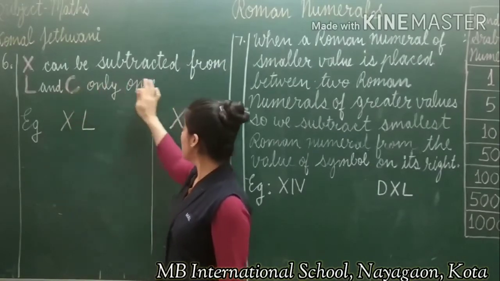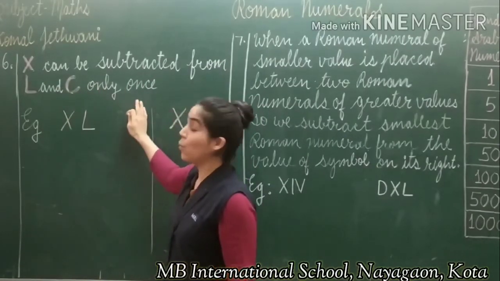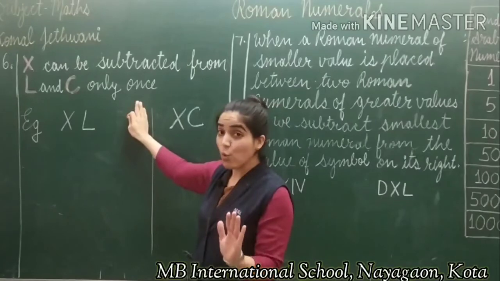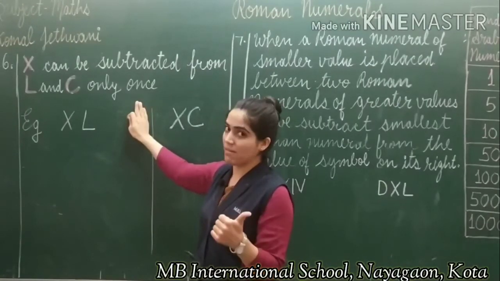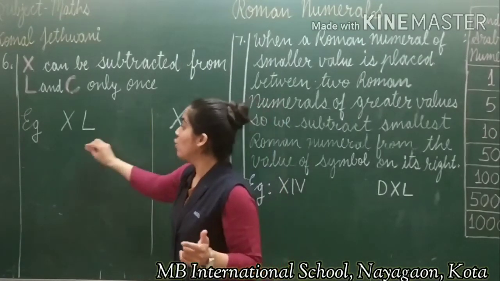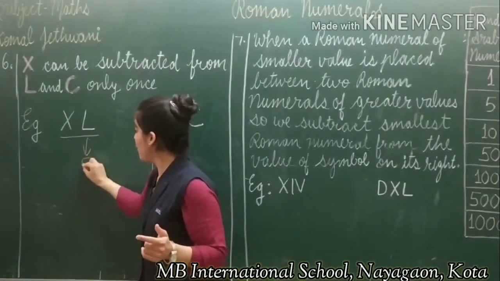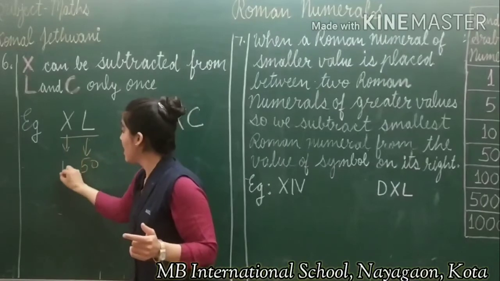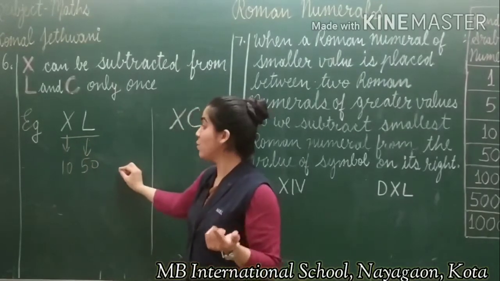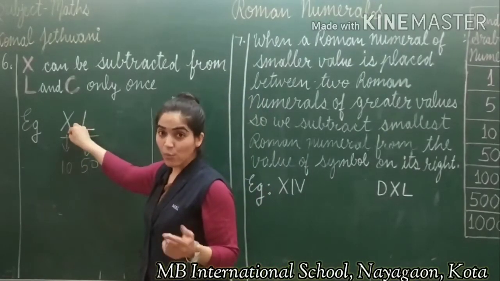So 10 can be subtracted from 50 and 100 only once. We can subtract 10 from 50 and 100 only one time, not more than once. So here is the example of XL, which means 40. L is 50 and X is 10.